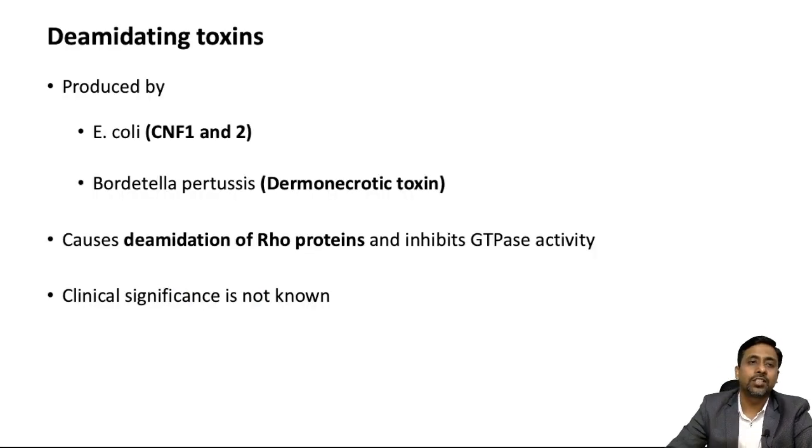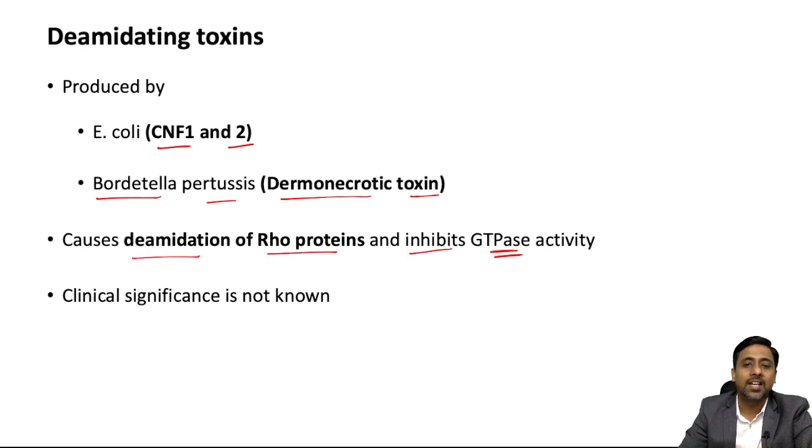Okay, so the next toxin is deamidating toxin. These toxins are produced by E. coli. The toxin produced by E. coli is CNF1, that is cytotoxic necrotizing factor 1 and 2, and by Bordetella pertussis it is dermonecrotic toxin. And how will it act? It will lead to deamidation of Rho proteins and thus inhibit its GTPase activity. But the clinical significance of these toxins is still not known.